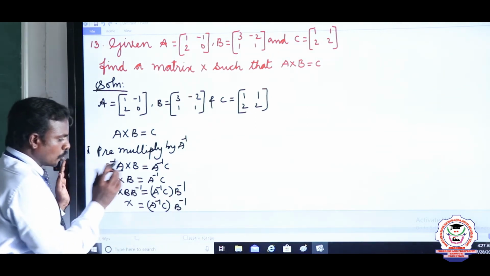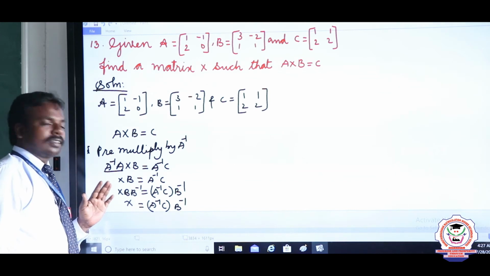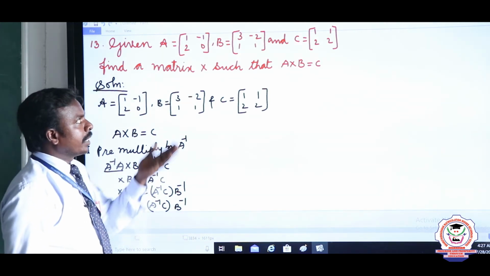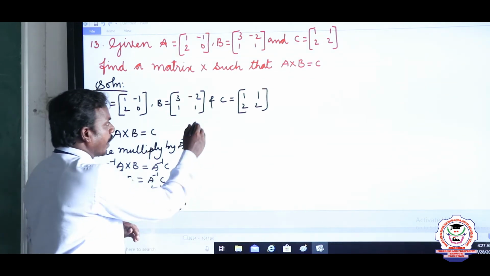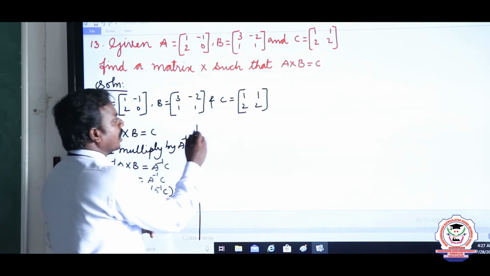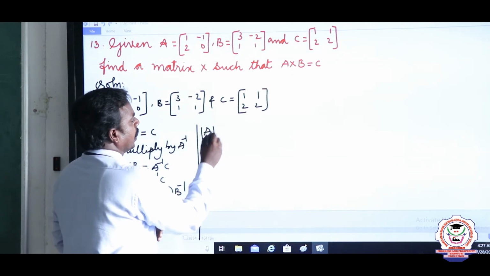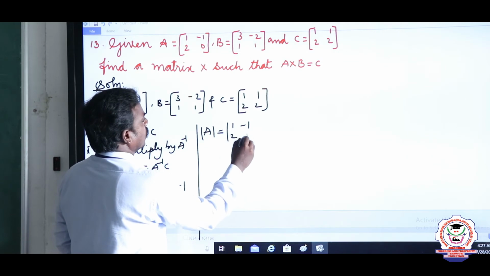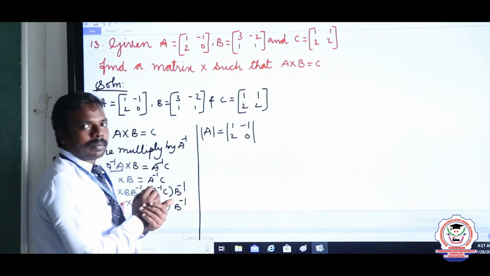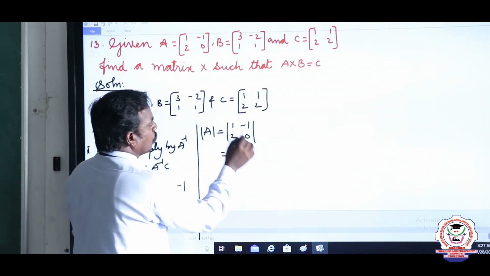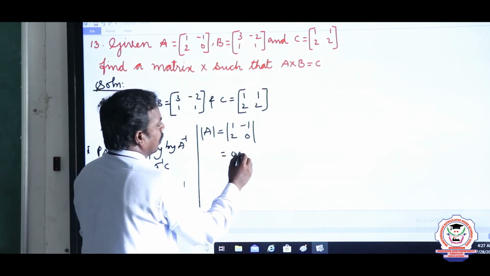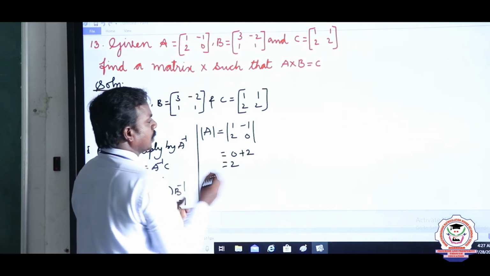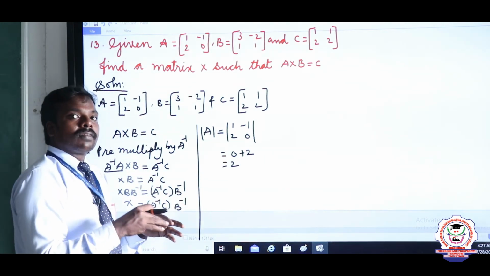Listen to this, to find the X matrix, first we need to find A inverse and B inverse. They have given the A matrix and B matrix, use them and find A inverse. To find A inverse, the determinant of A equal to, so the A matrix is 1, minus 1, 2, 0. From this, take cross multiply. So, now determine these values: 1 into 0 minus, plus 1 into 2, which is 2. So, this is not equal to 0. If you get not equal to 0, A inverse exists here.